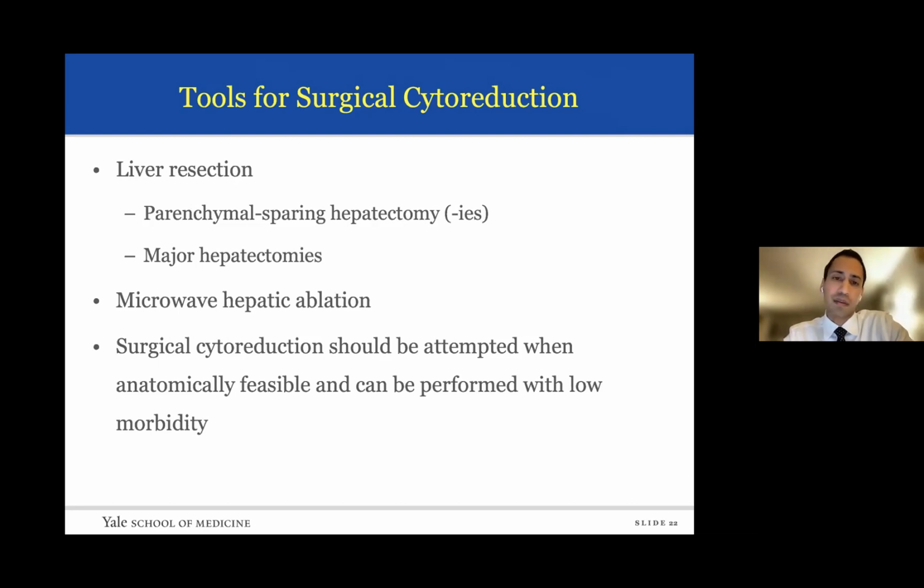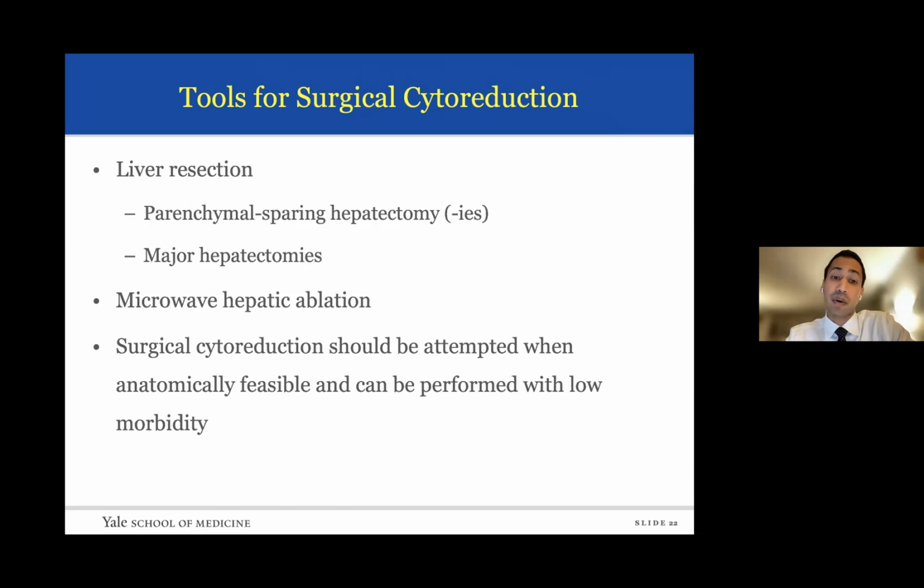So we try to do parenchymal sparing resections when possible, understanding that if there's another recurrence down the road, it can allow the patient a second liver operation or liver-directed therapy down the road. But sometimes we do need to perform major hepatectomies given the distribution of metastasis.